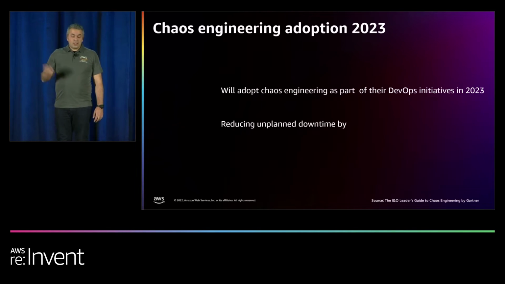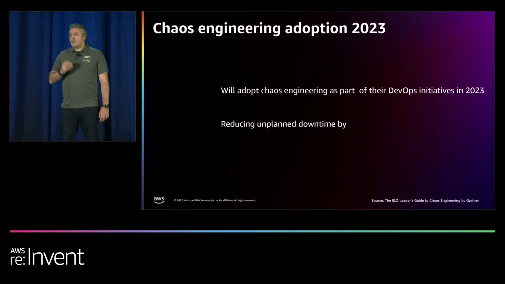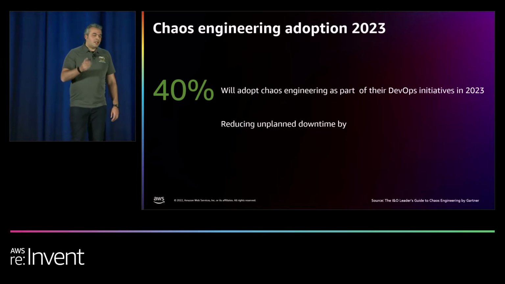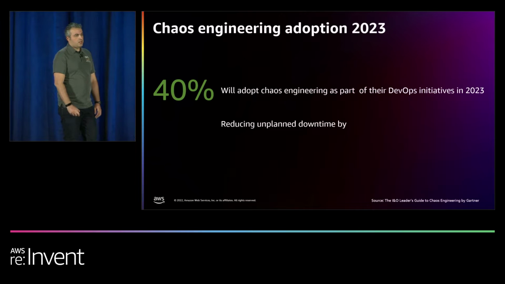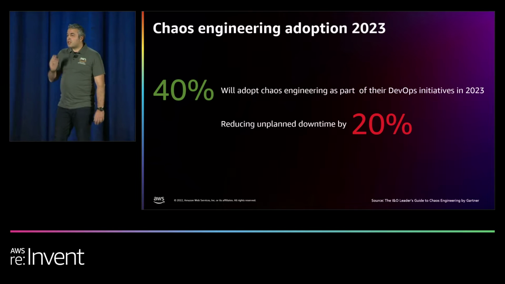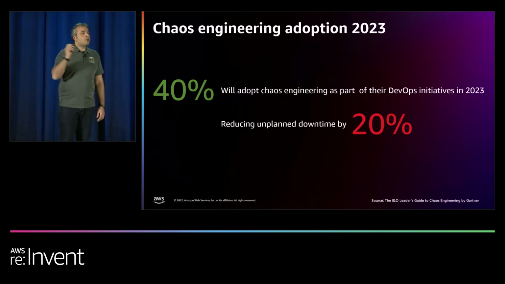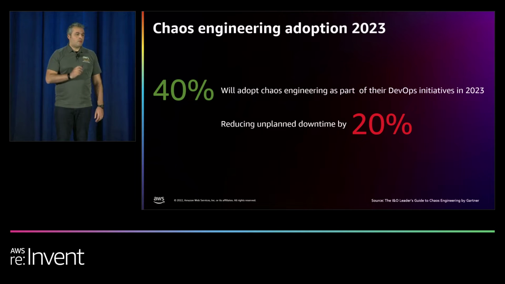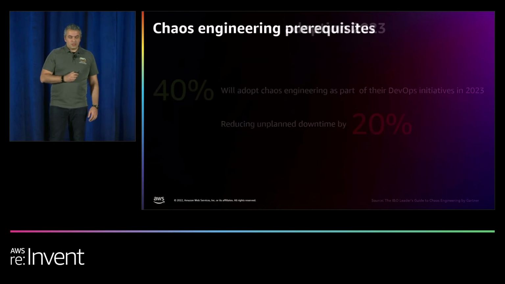There is a great study by Gartner that was done for the Infrastructure and Operations Leaders Guide that said that 40% of companies will adopt chaos engineering next year. And they're doing that because they think that they can increase customer experience by 20%. Think about how many more happy customers you're going to have with such a number. So let's get to the prerequisites on how you can get started with chaos engineering.